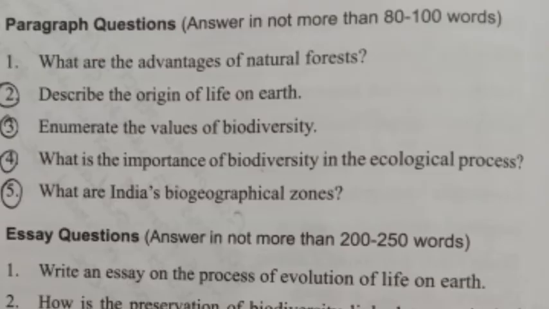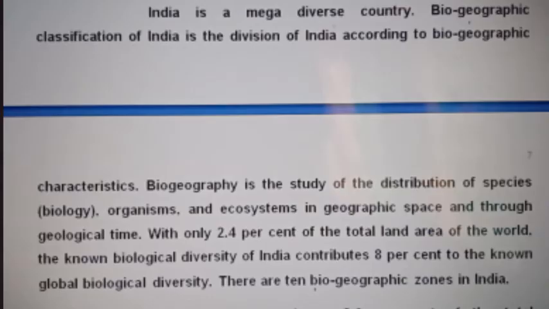India is a mega diverse country. Biogeographic classification of India is the division of India according to biogeographic characteristics. Biogeography is the study of the distribution of species or biology, organisms and ecosystems in a geographic space and through geographical time. With only 2.4% of the total land area of the world, the biological diversity of India contributes 8% to the global biological diversity. There are 10 biogeographic zones in India.